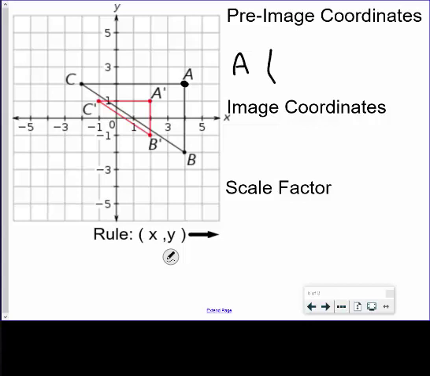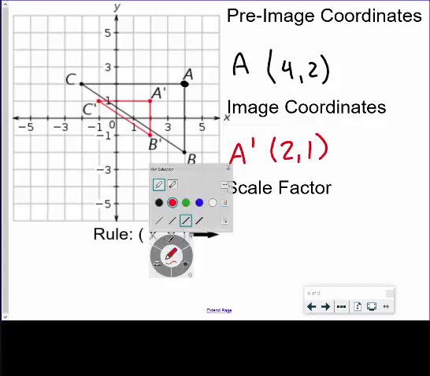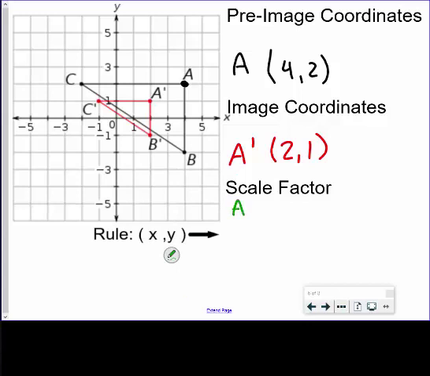What is A's point? 4, 2. What is A prime? 2, 1. So how do I find my scale factor? 2 divided by 4. Prime divided by original. So you did the x's, I take it. 2 divided by 4 is 0.5. What else can we say it is?